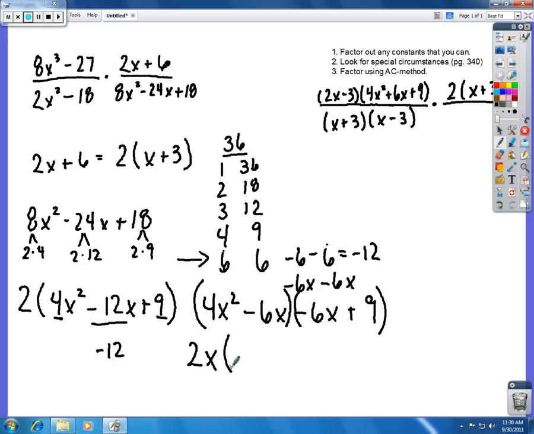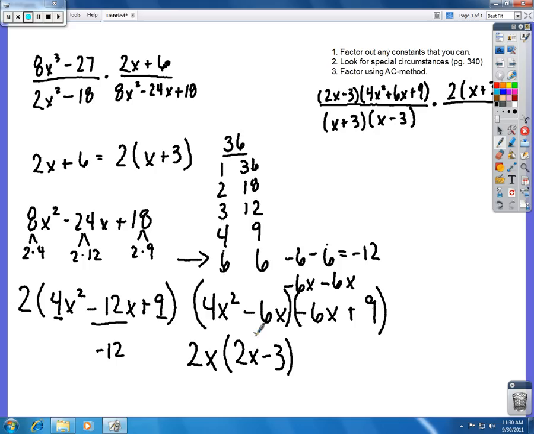And that leaves me with, on the inside of the parentheses, 2x times another 2x would give us our 4x squared back. 2x times a negative 3 would give us our 6x back. So that's my first term factored out. And then over here, and again, remember, the goal is to get the stuff on the inside of the parentheses to match.